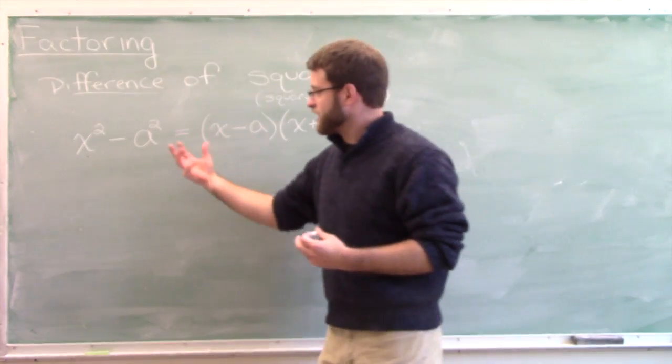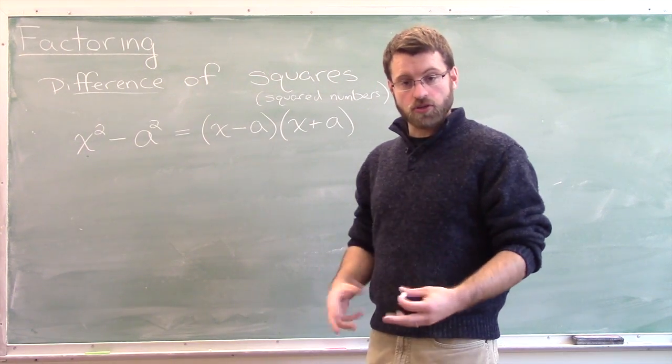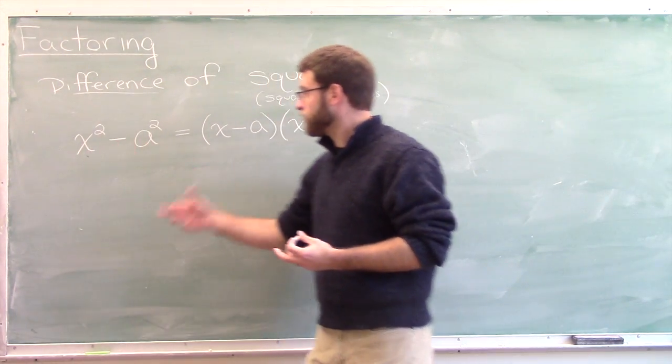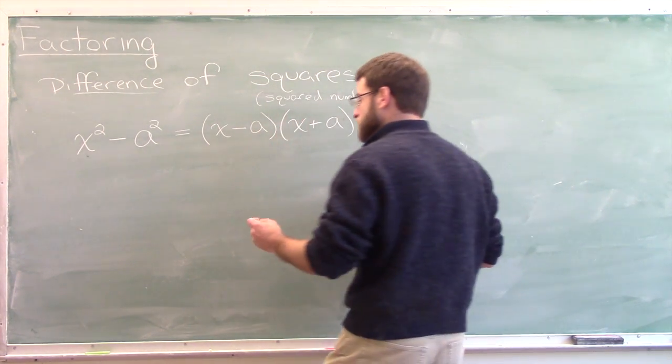The x and the a are not really important. We could have two numbers or two different variables, and this pattern would still hold. This whole thing would be equal to this whole thing. All right, so let's look at a few different examples.